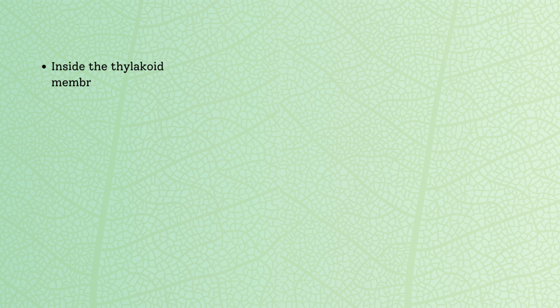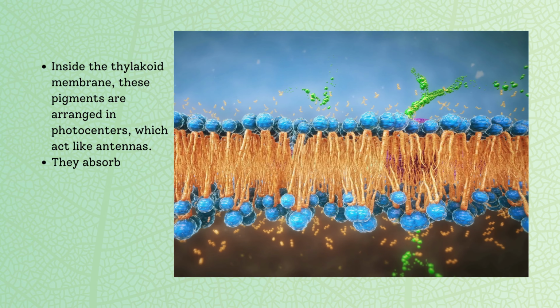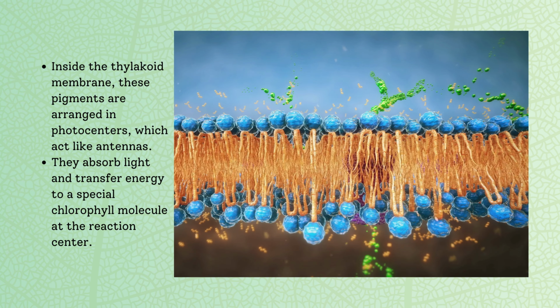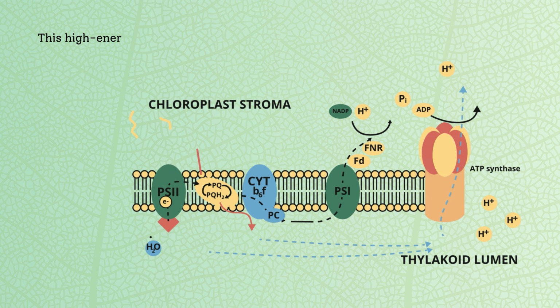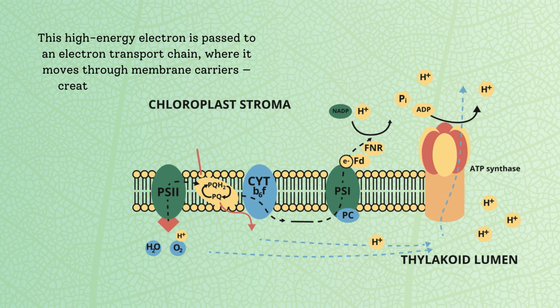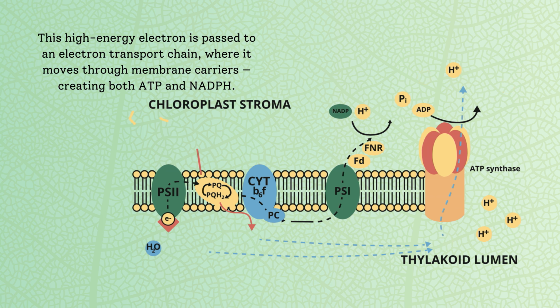Inside the thylakoid membrane, these pigments are arranged in photocenters, which act like antennas. They absorb light and transfer energy to a special chlorophyll molecule at the reaction center. This high-energy electron is passed to an electron transport chain, where it moves through membrane carriers, creating both ATP and NADPH. Now here's the amazing part.